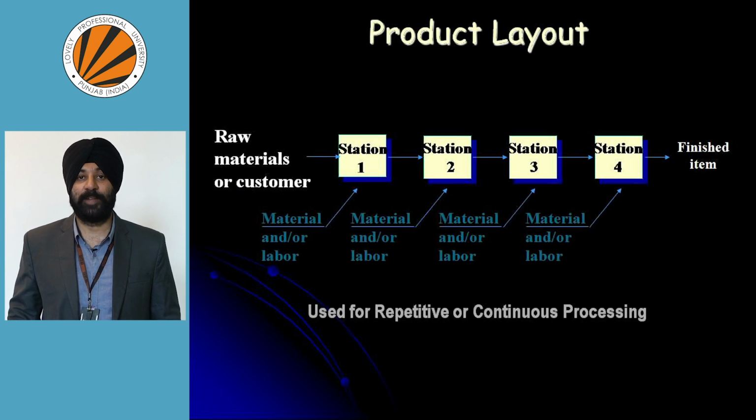Product layout is a type of layout which is generally used where we go for continuous production or repetitive production. You have already seen an assembly line, how Maruti is producing goods or how Hero Honda is producing bikes. They all are examples of the product layout.